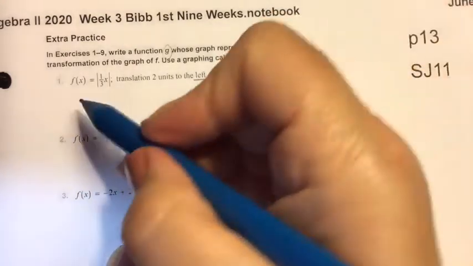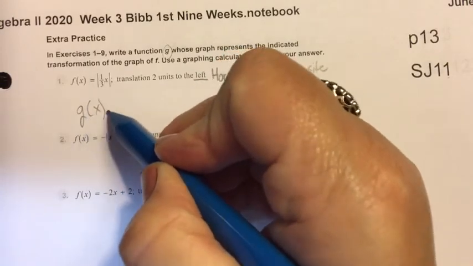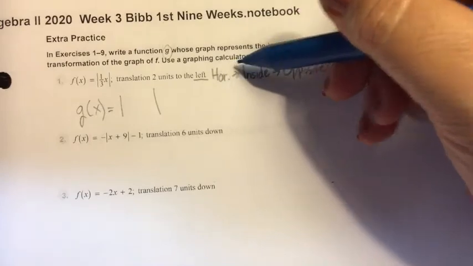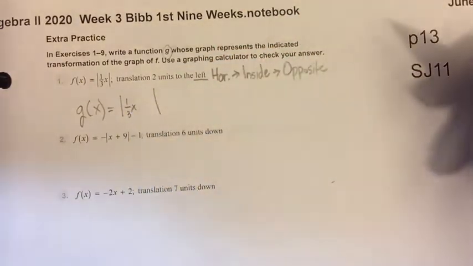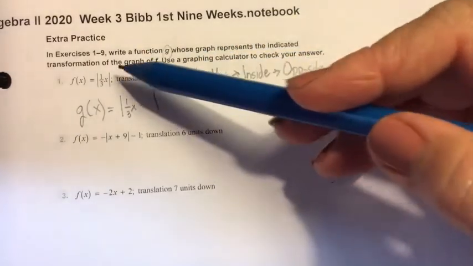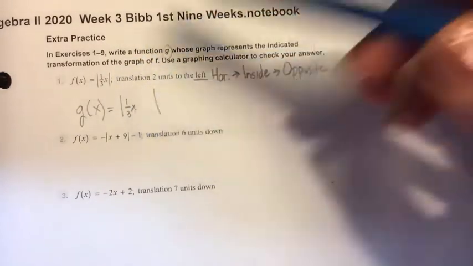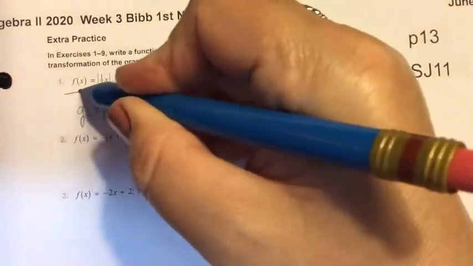So I'm going to rewrite this f of x as g of x equals the absolute value. Again, a horizontal translation goes on the inside. 1/3 x does not change. To transform 1/3 x 2 units to the left, inside I put plus 2. That's the answer to the first one.